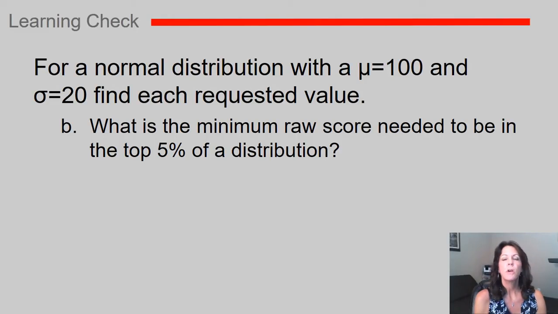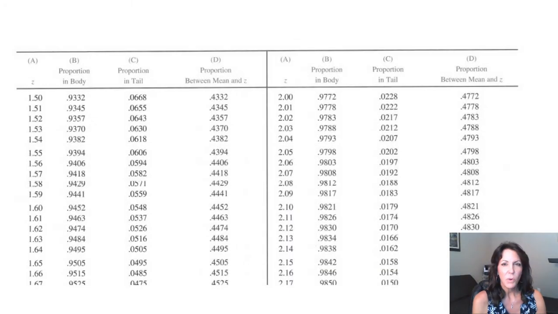Here's the next one. For a normal distribution with a mean of 100 and a standard deviation of 20, what is the minimum raw score needed to be in the top 5% of the distribution? All right, so how are we going to find the z-score for this first? We're going to look for 5% in the tail because it's the top 5%. Uh-oh, it's this one again where you have 0.0505 and 0.0495 equidistant between the two numbers to get to 0.05. If you will recall, though, we're going to choose the z of 1.65.